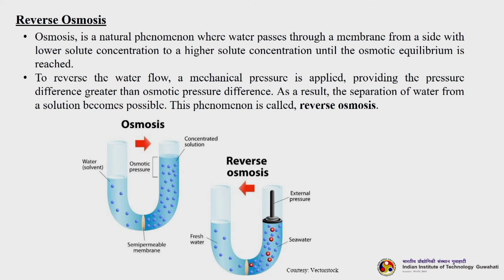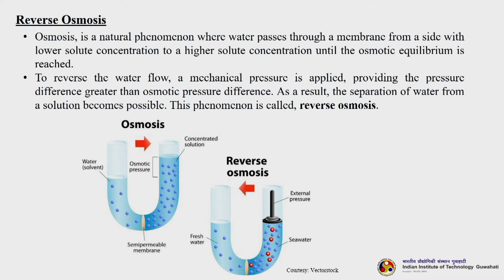The next membrane process is called reverse osmosis. All of you must have studied osmosis during your school days. Osmosis is a natural phenomenon. It occurs when water passes through a membrane from a side with lower solute concentration to a higher solute concentration until osmotic equilibrium is reached. So, the water, that is the solvent, is passing from here to here through the membrane. Until osmotic equilibrium is reached, the flow will take place.